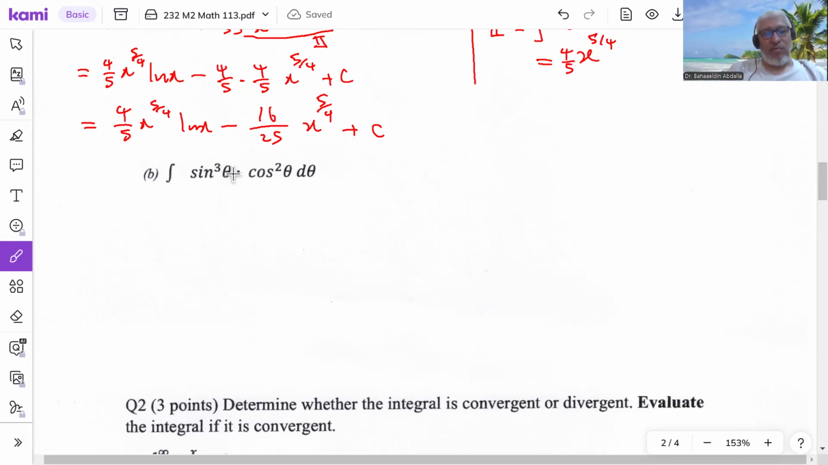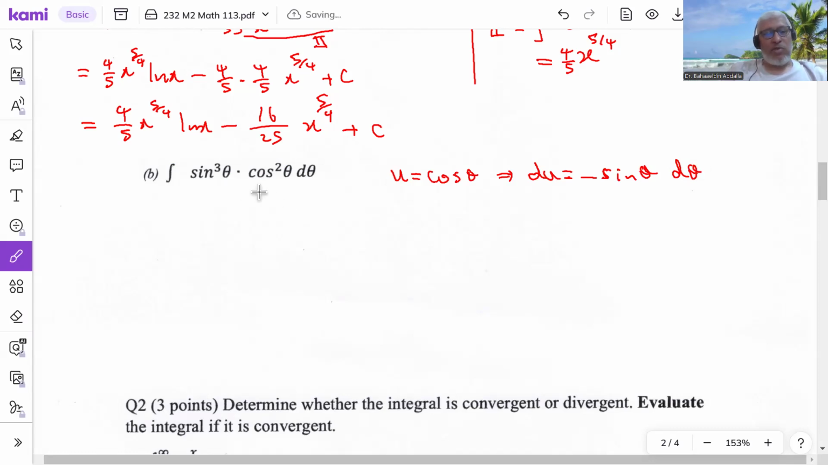The technique says if we have sine and cosine to some powers multiplied, and if one of them has an odd power, so we have sine cube, we immediately take u equals cosine, the other one. And when we take u equals cosine, then du would be the derivative of cosine, which is negative sine theta d theta.